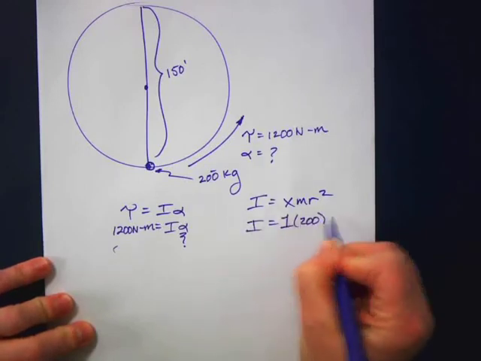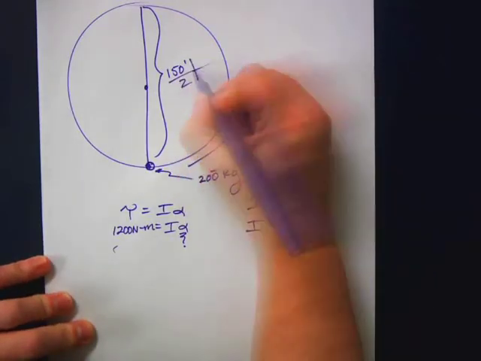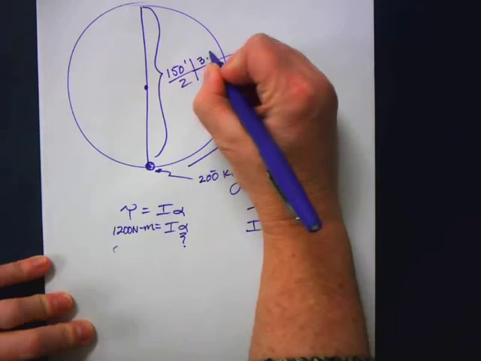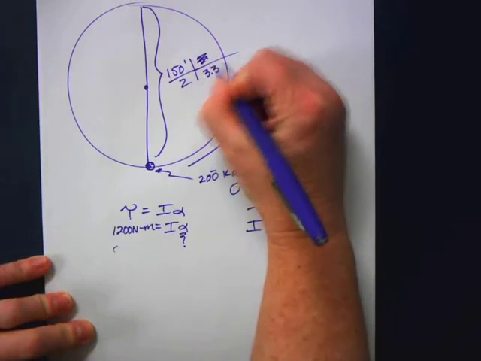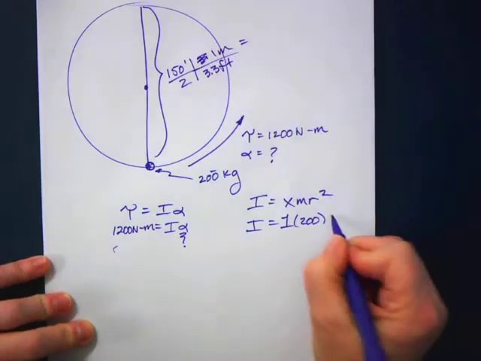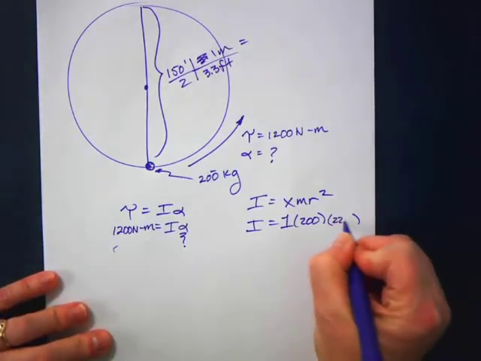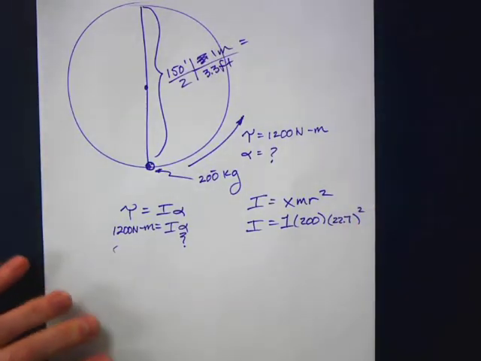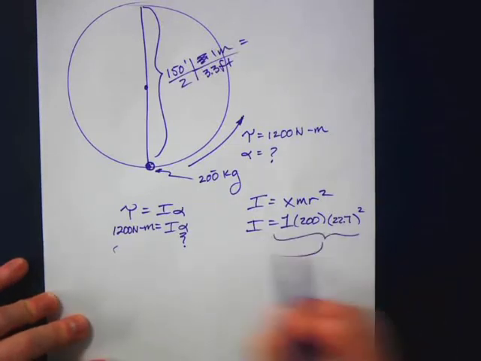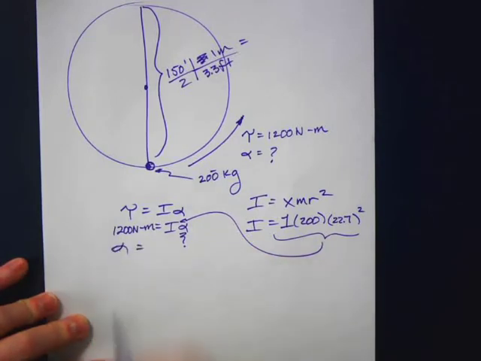The mass is 200, right? And what's the radius? 75. 75 feet. What do you got to do? Oh, whoops, other way. 3.3 feet in 1 meter. Can somebody do that math for me real quick? 22.7. So this whole value goes here, and then solve for alpha and tell me what you get.